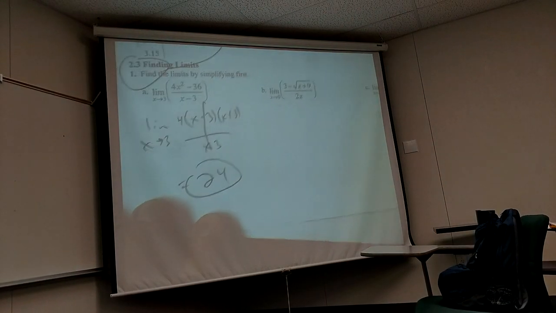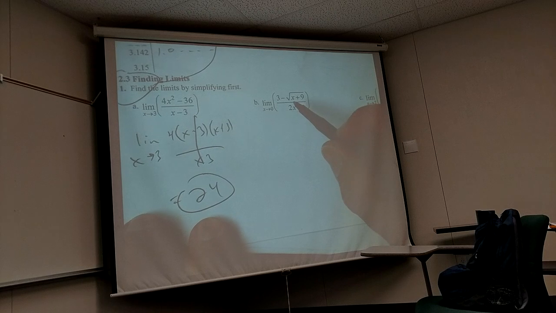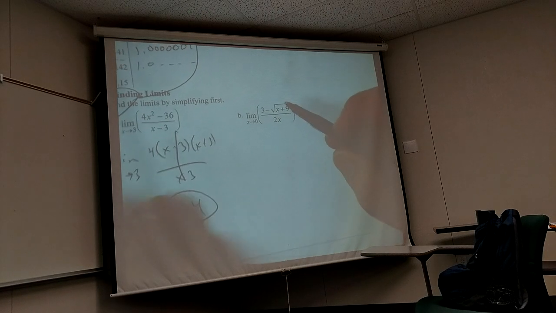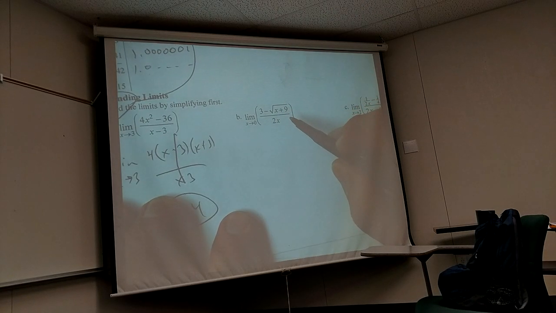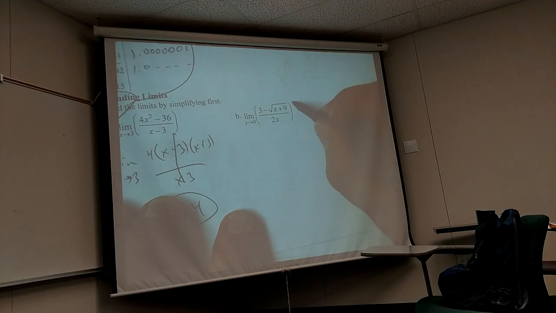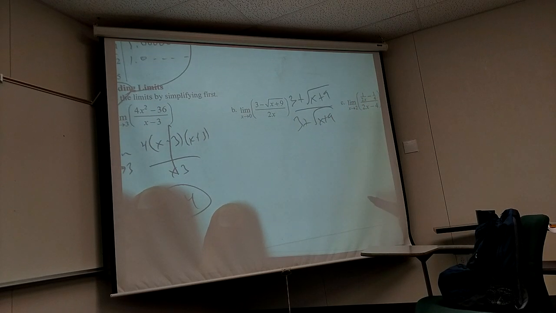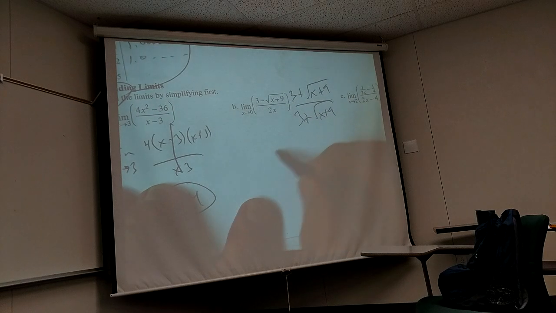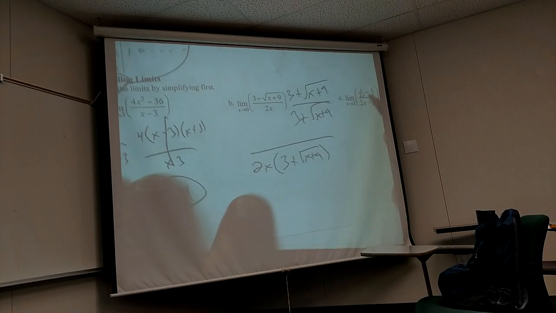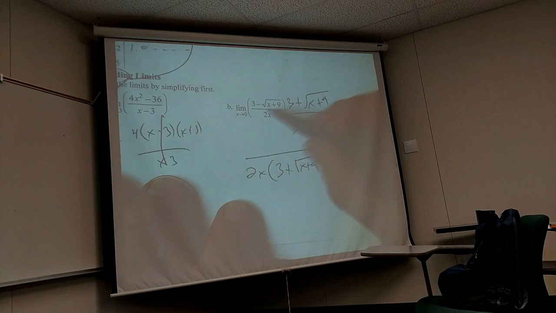What do you guys have to use here? One person asked me and I told them. Conjugate? Conjugate. So you're going to multiply top and bottom by 3 plus radical whatever. So on the bottom, I just get 2x times 3 plus rad x plus 9. On the top, I'm going to get 9.